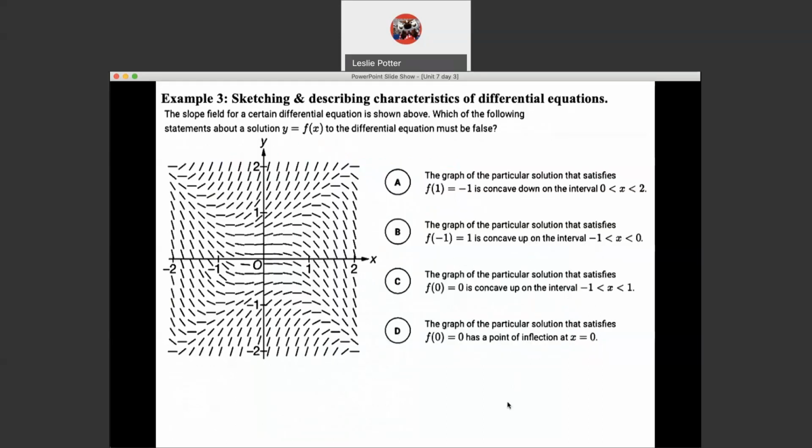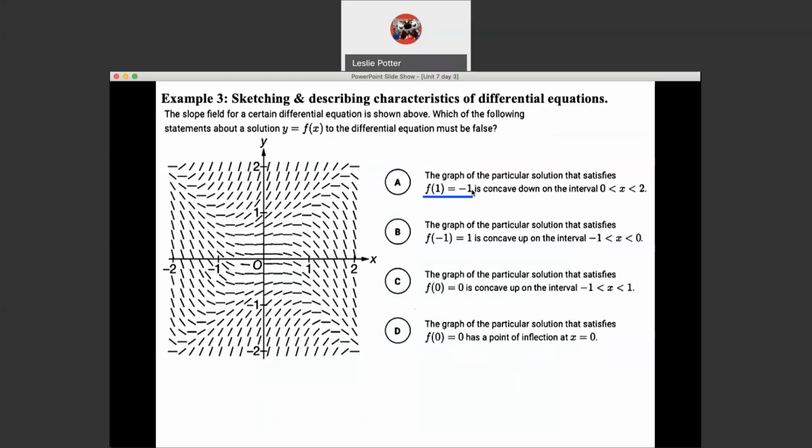Looking at this one, go ahead and try this one also, sketching and describing the characteristics. So now we're talking about concavity. It looks like we have a couple of different points to sketch curves through. So we definitely want to get the sketches accurate so that we can talk about the concavity. The question here is, which of the following statements about f of x is false? Okay, so we're looking for the false statement.